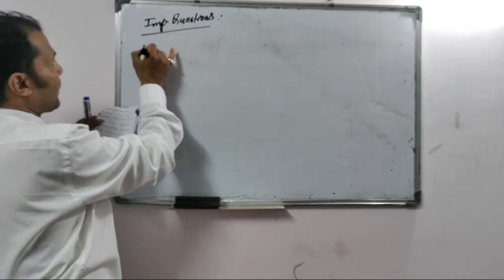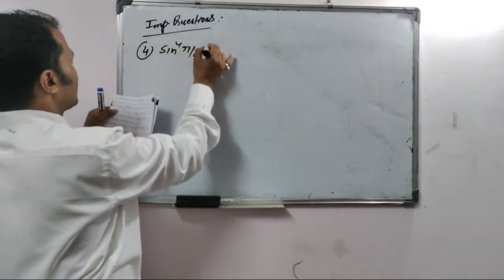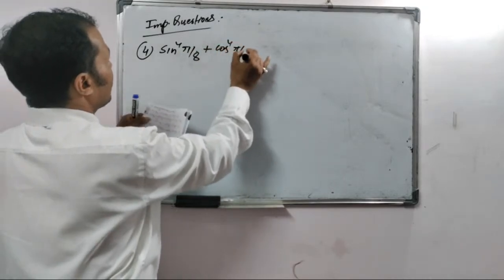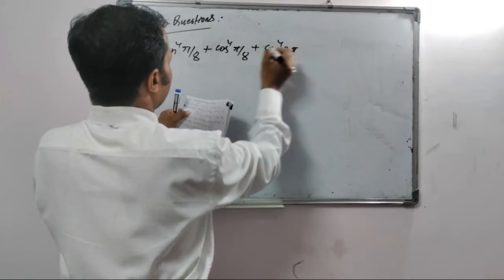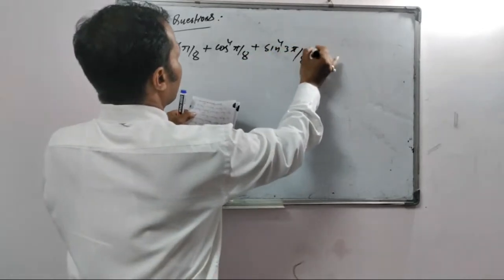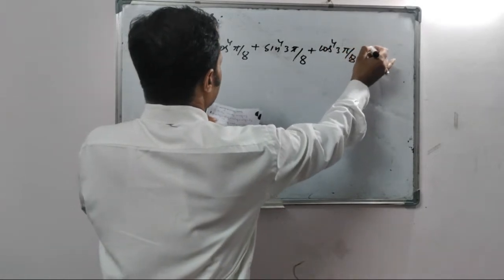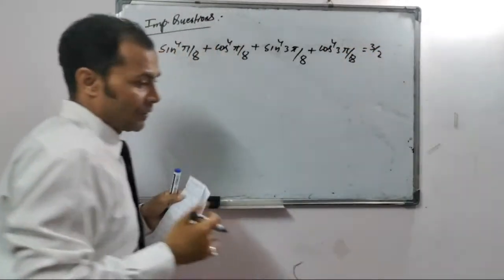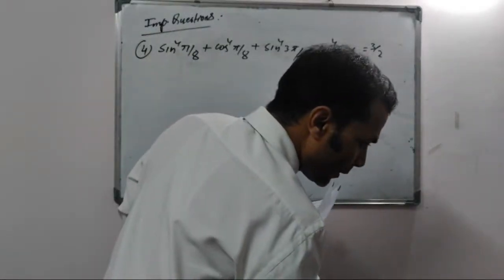स्लाइड डिफरेन्ट. नम्बर 4 मा गए. sin power 4 pi by 8 plus cos power 4 3 pi by 8 equals to 3 by 2. तिमीको बुकमा छ यो क्वेशन आई गेस. कतिको क्वेशन पर्यो परेन. हेर्नुस् है. अदरवाइज सर यो त आउँछ.